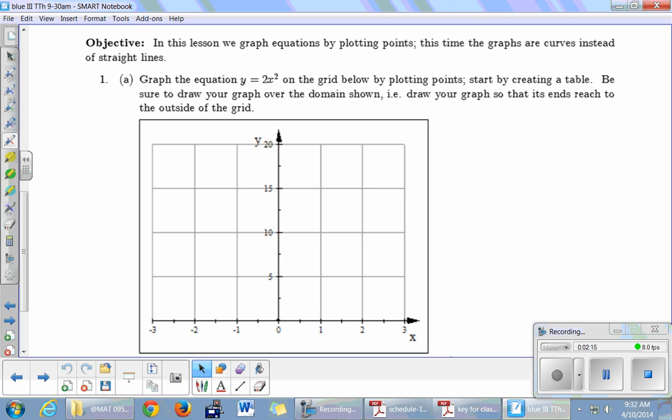To draw your graph over a guide, over the command shown. Draw your graph so that it ends reaching to the outside of the grid. Okay, thank you. So let's see if we can give this a shot.